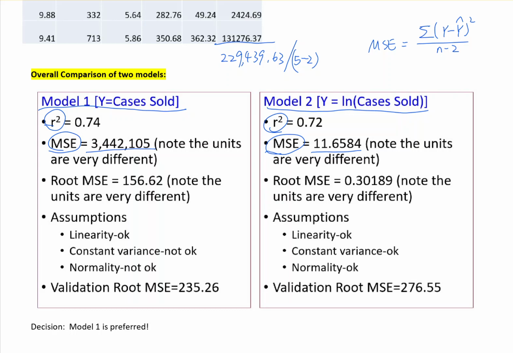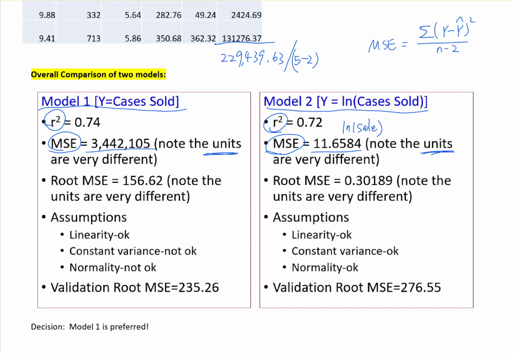No, because this one is based on the cell, but this MSE is based on the natural log of cell. So that means the units are different for these two models. So you cannot compare the MSE based on different units.